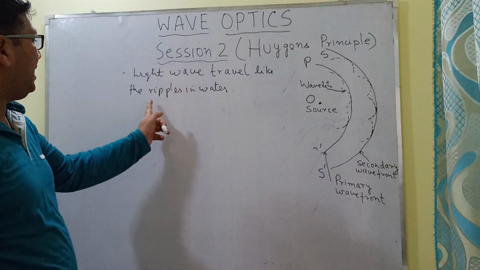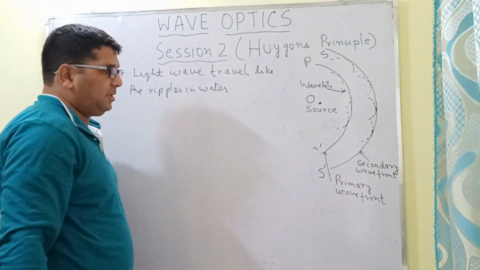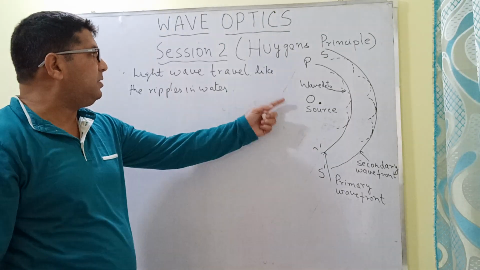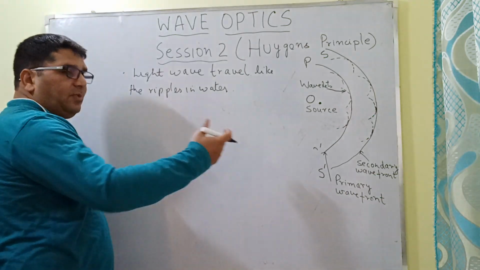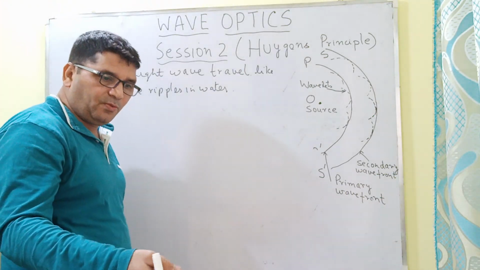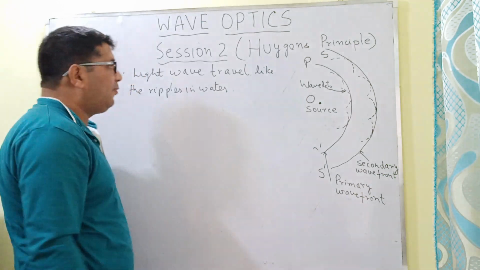Light waves travel like the ripples in the water, as I have just tried to explain about the wavefront with the help of the example in which I have taken the case of throwing a stone in a pool of calm water.